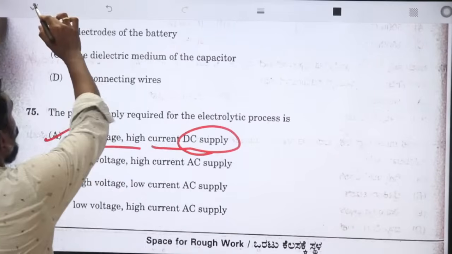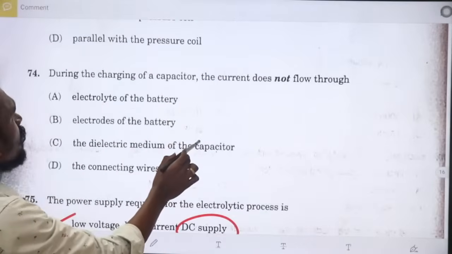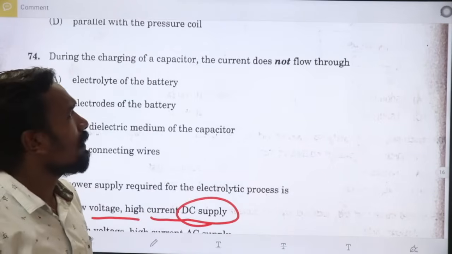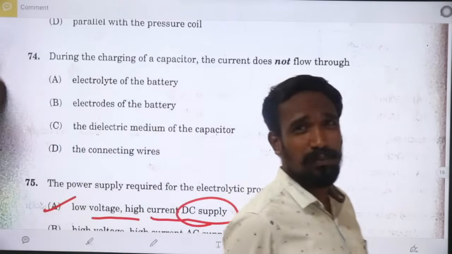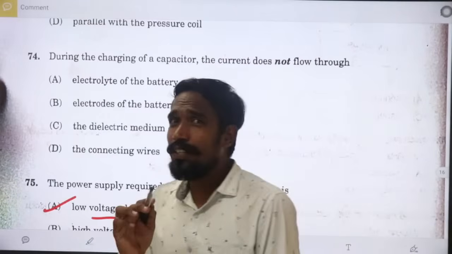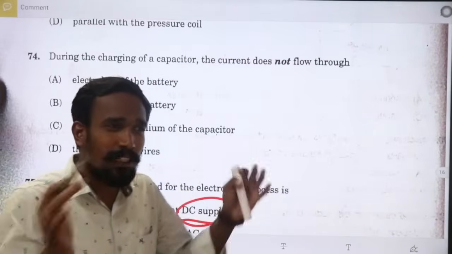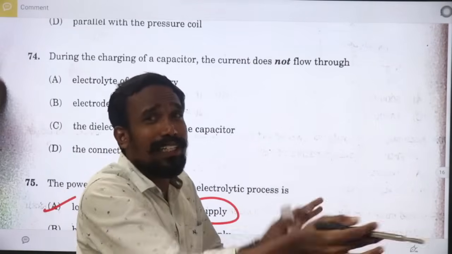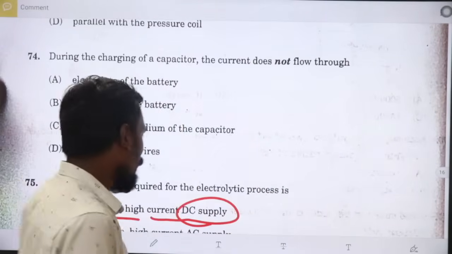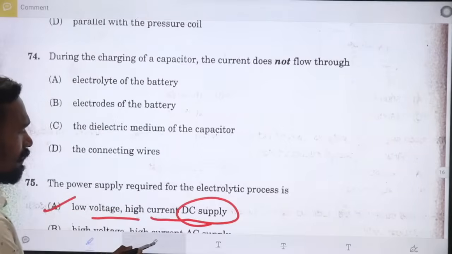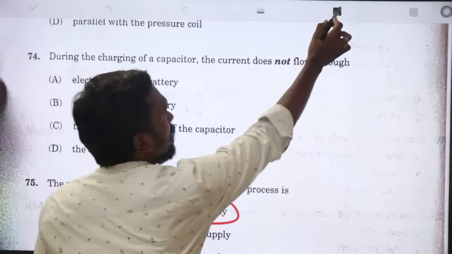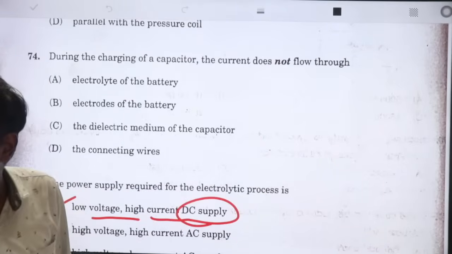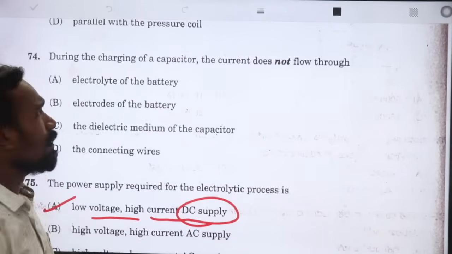The next question: during the charging of a capacitor, the current doesn't flow through. Generally, during the charging of the capacitor, the capacitor is going to charge, but there is no current flow through part of the capacitor. Among these, which is the preferable answer? Can you tell me, guys?